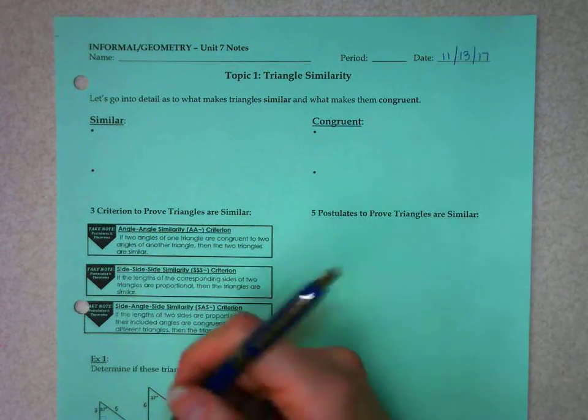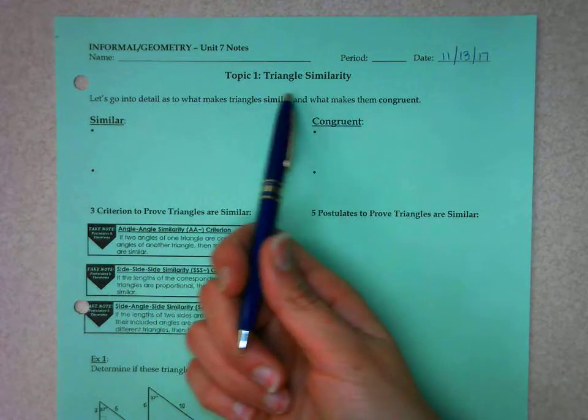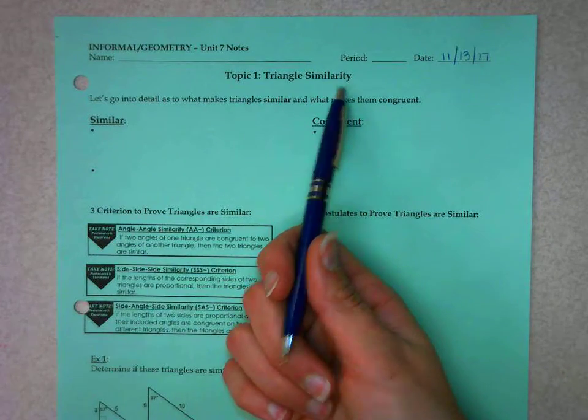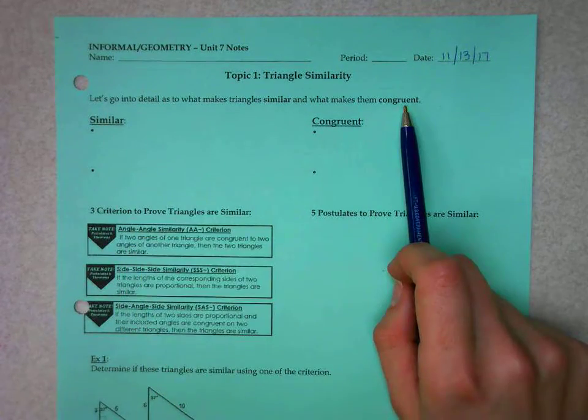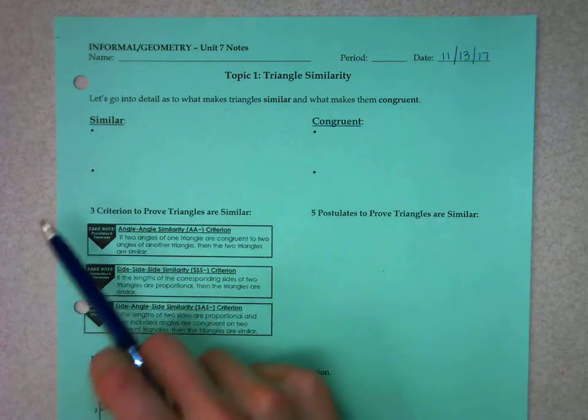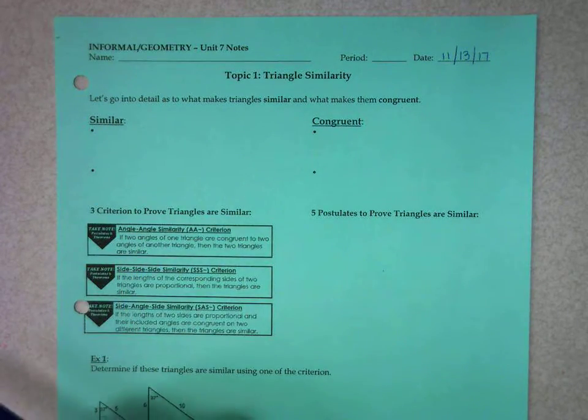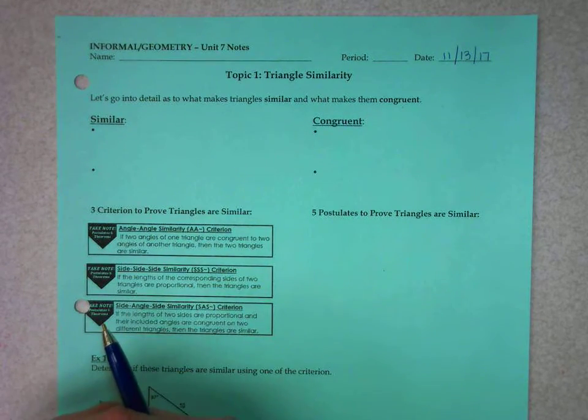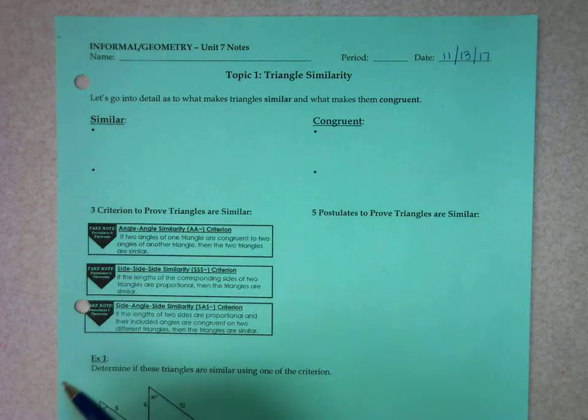We're going to talk about topic 1 today, which is just triangle similarity. Let's go into detail on what makes them congruent. I have some bullet points here. What does it mean for figures to be similar? Well, it means you have the same shape, but your figures are going to be different sizes.